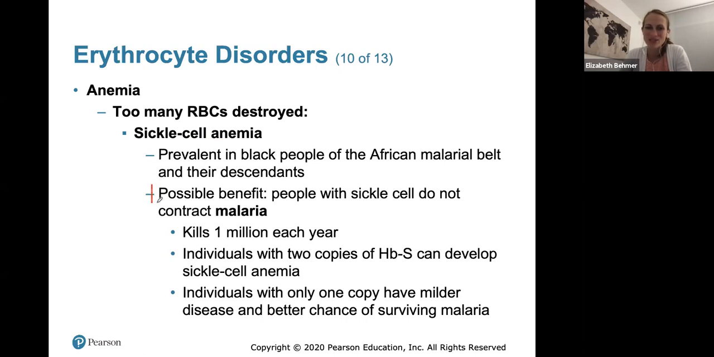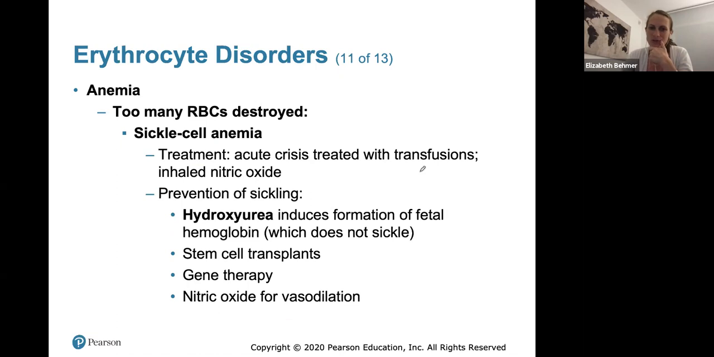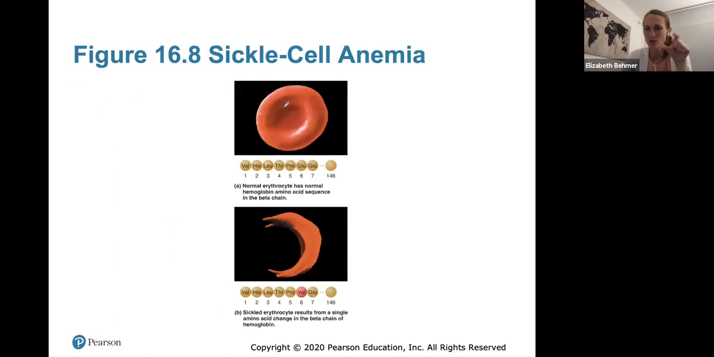One possible benefit that's just a little interesting is that people with sickle cell do not contract malaria. It's also, for some reason, prevalent in Black people of the African malaria belt, and their descendants. It's a genetic disease that will be passed on, and you can read through those treatments. So this is just a normal red blood cell and what sickle cell anemia looks like. And the difference between having a normal red blood cell and a sickle cell is just one mutation of an amino acid. So that's sickle cell anemia, again, a type of anemia where the red blood cells are being destroyed.